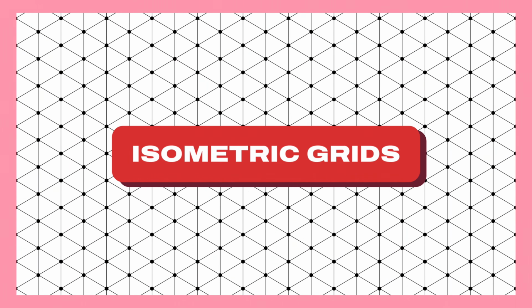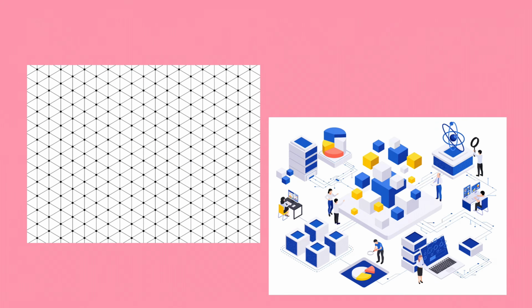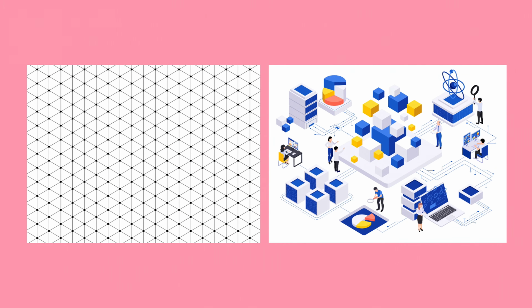Using an isometric grid is a fantastic way to add a cool 3D vibe to your illustrations or designs. Perfect for making buildings or data structures looking really cool in infographics. It's all about that depth and dimension which can make your design stand out while keeping things clear and organized.